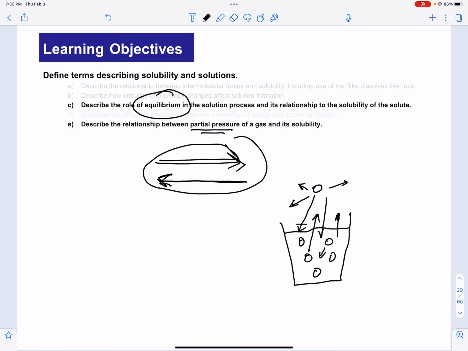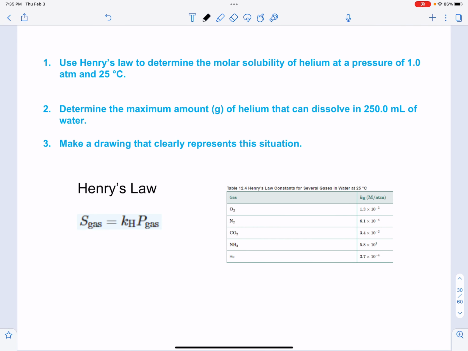So let's see how we can visualize this on a problem. We have an equation, we call it Henry's law, that tells us how much is going to be dissolved. And I'm going to be measuring that in molarity. And you know that molarity is the amount of moles per liter.